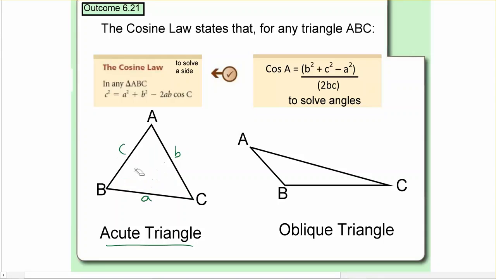So that all looks the same, but now we just have a new formula that we're going to use. So it's going to be this one. I know it looks really confusing, but all we're really doing is plugging in A into spot A, B into spot B, and so on, right? It's going to be the same thing whether you have an oblique triangle or an acute triangle. But we have a little bit different formula for when we're solving for the angle. But that's about it. It's going to be the same thing again.